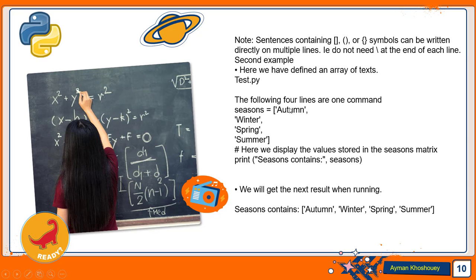If you use any type of brackets, like this bracket or this bracket or this bracket, you can easily divide your code into multiple lines without any problem, like this. You can open a bracket, write the variables, then close the bracket at the end.